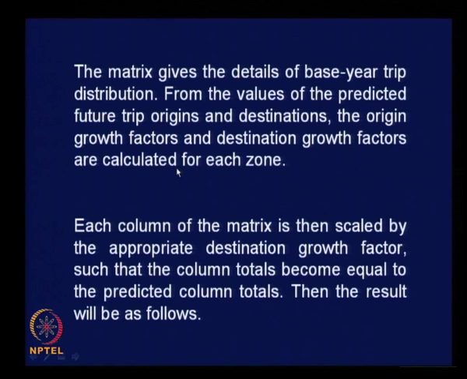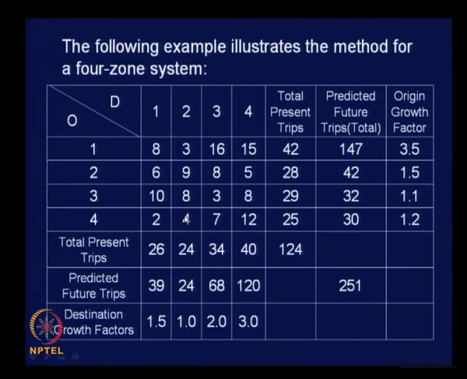If you want, I will just go back. So, this is the given data. These growth factors are destination growth factors, these are origin growth factors, right. By the statement that we have just now seen, what is meant is this: we multiply each column by the corresponding destination growth factor first, or in other words, each of the cell values in a column is multiplied by the corresponding destination growth factor.